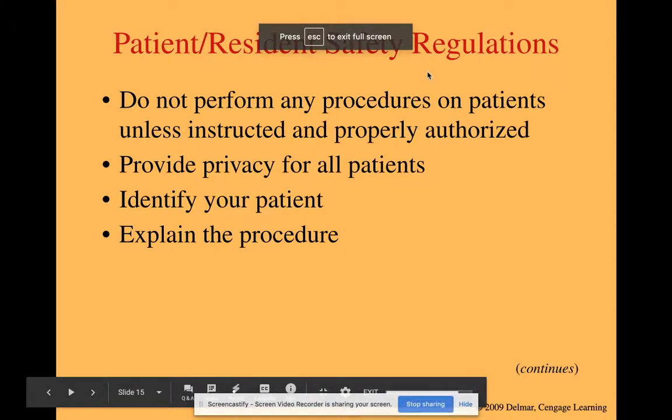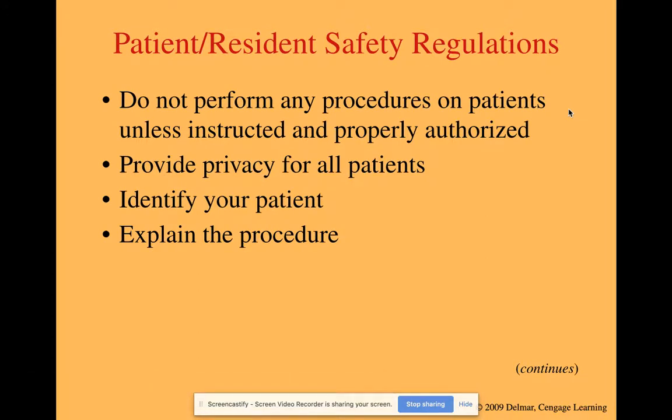Hello again. We're going to go over patient and resident safety regulations. This is part of Chapter 13, Section 2, Preventing Accidents and Injuries. So we're going to talk about how you can keep your patients safe legally. How can you make sure that you're providing care appropriately to the right person?